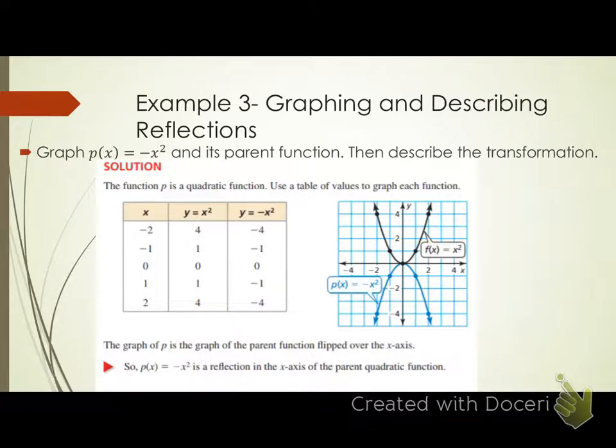So I've graphed p of x equals negative x squared. That's this one right here. And I've graphed its parent function. That's this one right here. Now it wants me to describe the transformation. What's my transformation that occurred here? A reflection over the x-axis. It's being reflected over the x-axis, right? So we could say my x-axis is the line of reflection in this case. Does everyone see how it's being reflected over the x-axis? My parent function is being reflected over my x-axis. Okay?